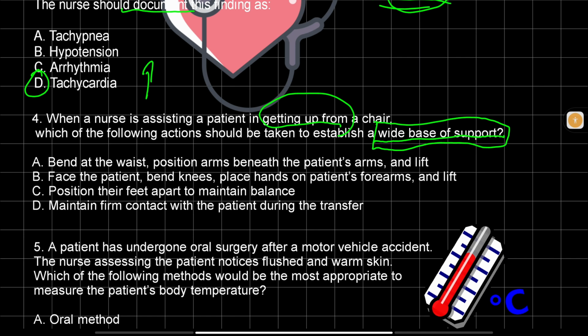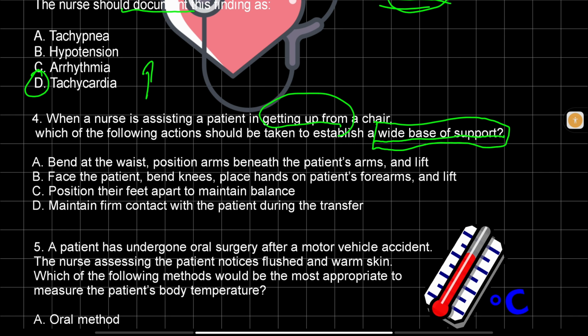All right. Here are the choices, and let me read them to you. A, bend at the waist. Position arms beneath the patient's arms and lift. B, face the patient. Bend knees. Place hands on patient's forearms and lift. C, position their feet apart to maintain balance. D, maintain firm contact with the patient during the transfer.